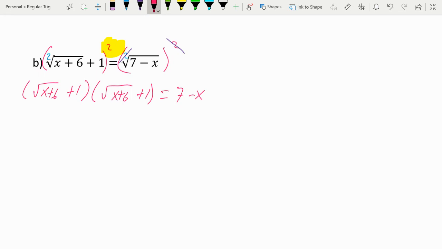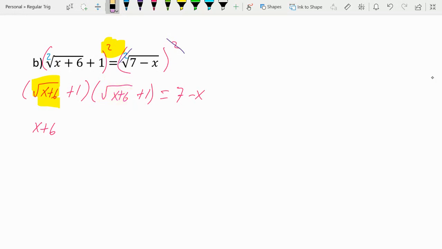Okay, 7 minus x. Now, again, let's go through, and we're going to do FOIL, double distributive property. We have to multiply. And again, I'm going to use these colors, so hopefully you'll be able to stick around. It'll help you out. So the first times that first. When you multiply those 2 together, because we think about that as one term because of that square root over it, it just becomes x plus 6.